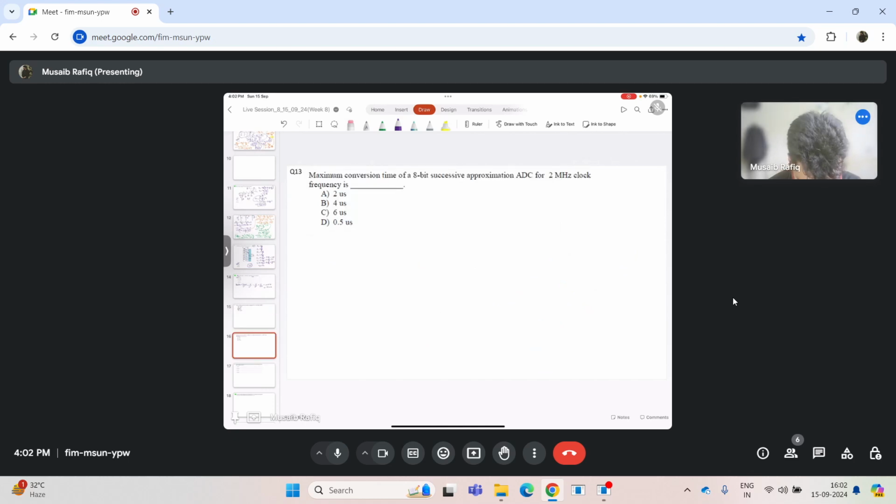Now we have a question which states: what is the maximum conversion time of an 8-bit successive approximation analog to digital converter for a 2 MHz clock frequency? So we know that the conversion time of a successive approximation analog to digital converter is n times the time period of the clock. The time period of the clock is simply the reciprocal of the frequency of the clock.